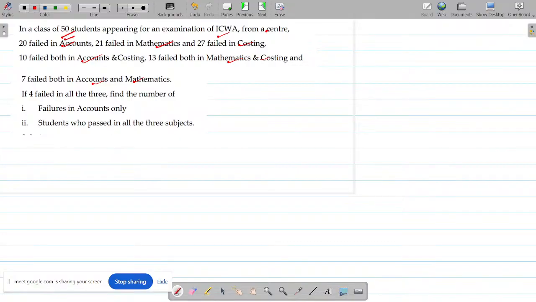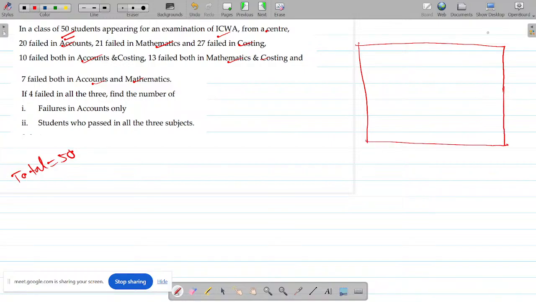Seems like a very easy problem. Actually, it's an easy problem only. The one thing you have to make a note of here is the total is given. This is not the union. So the total is 50. If I go for the Venn diagram, this will be my complete set. So this is 50.